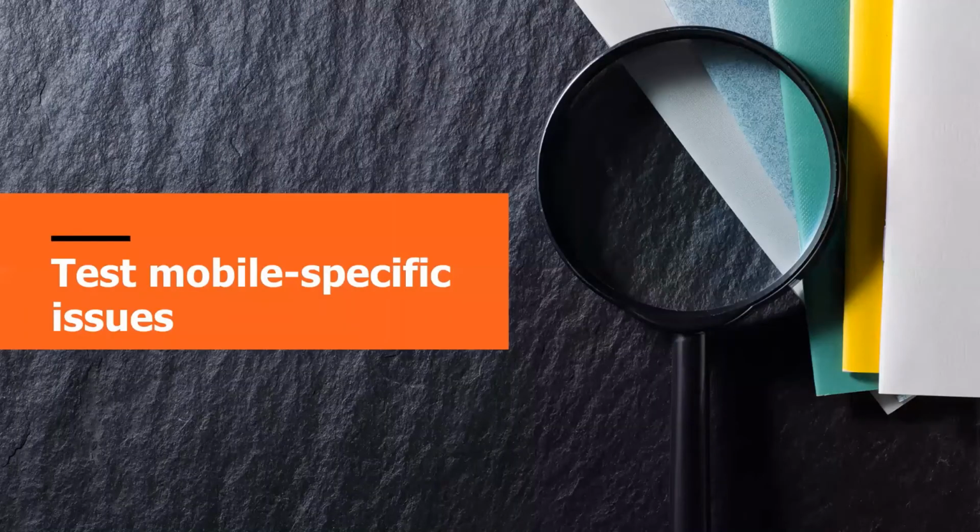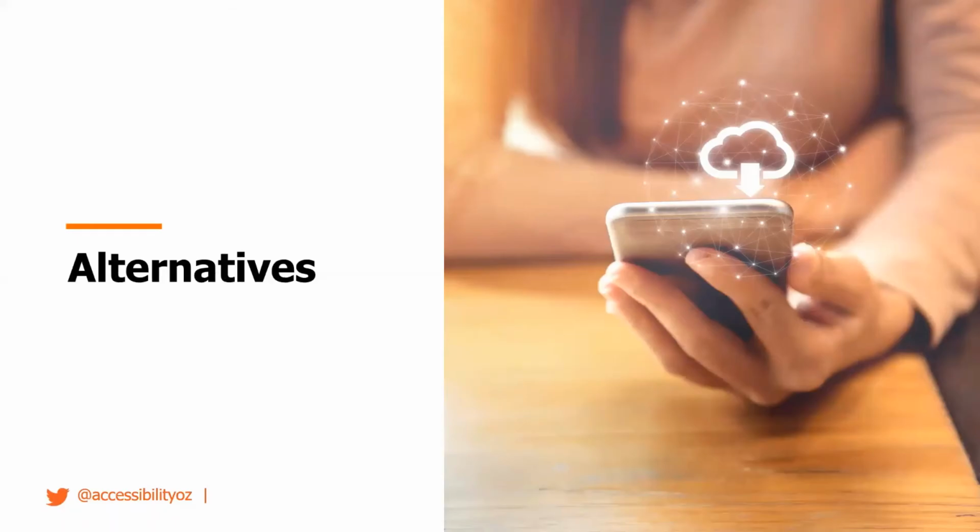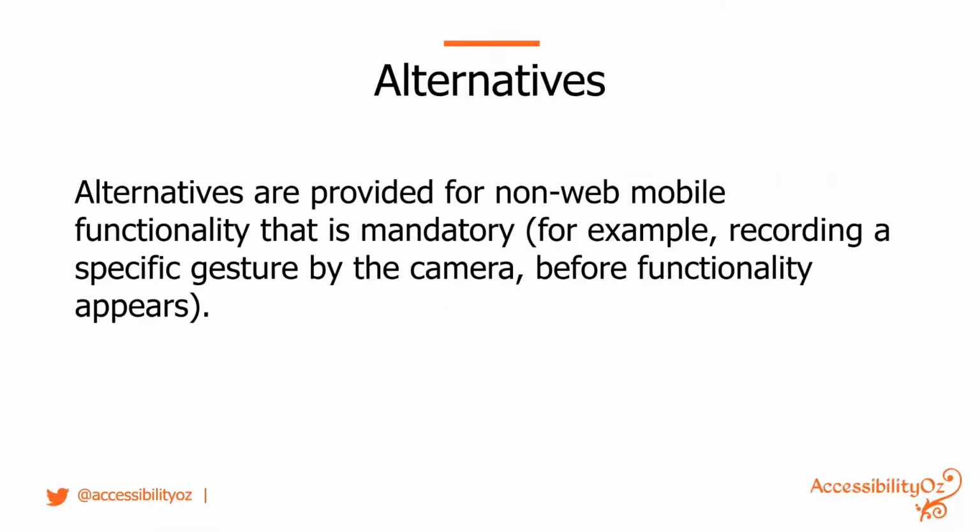Next, we test mobile-specific issues, and these are all broken into different groups. The first one is alternatives. So just some examples of the requirements. All of them are on the website. Alternatives are provided for non-web functionality that is mandatory. For example, recording a specific gesture by the camera before functionality appears.